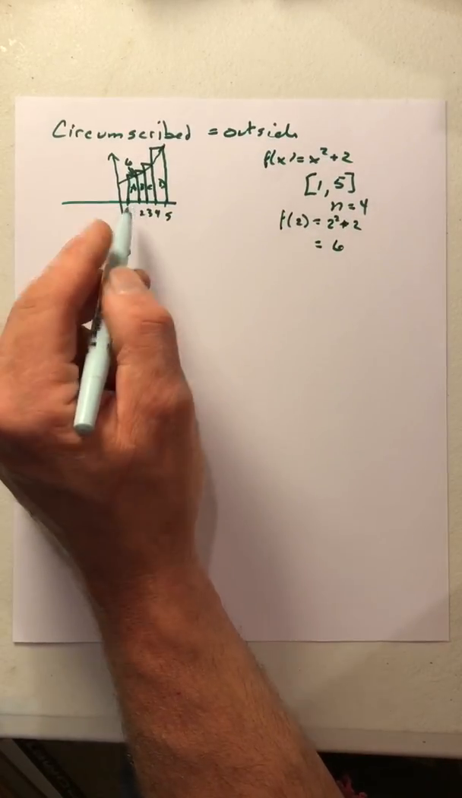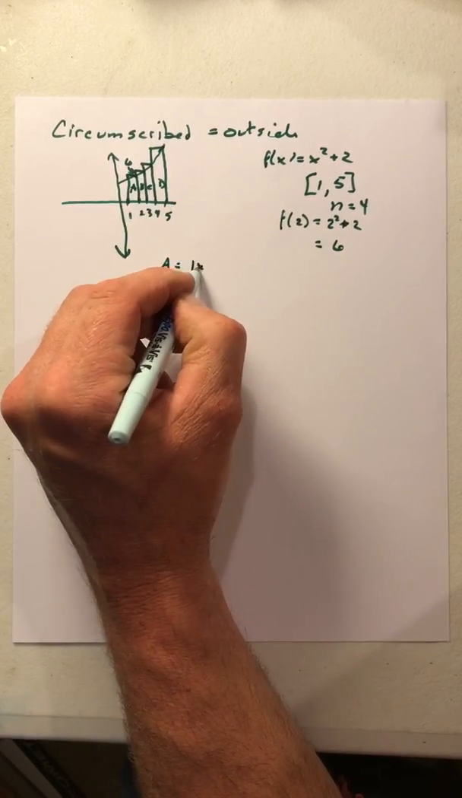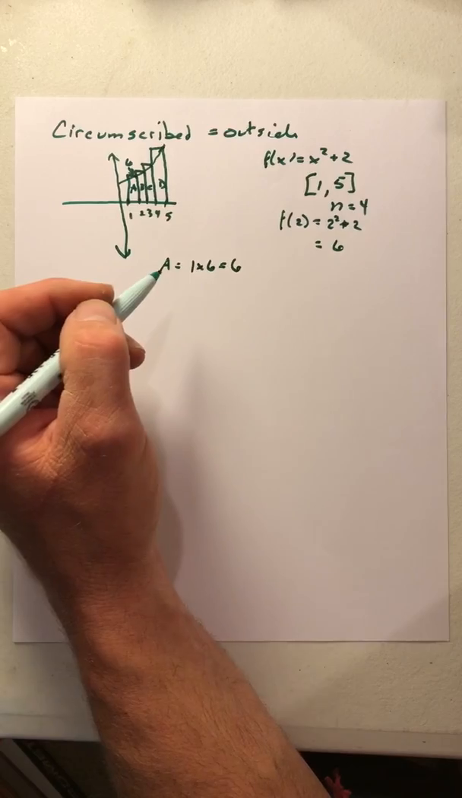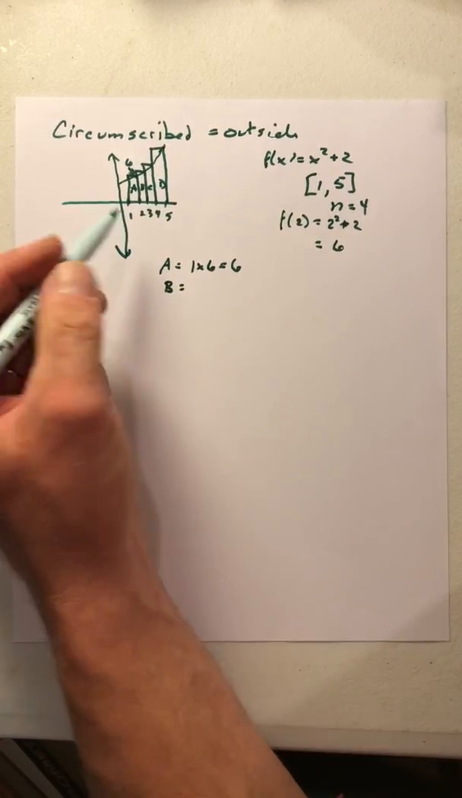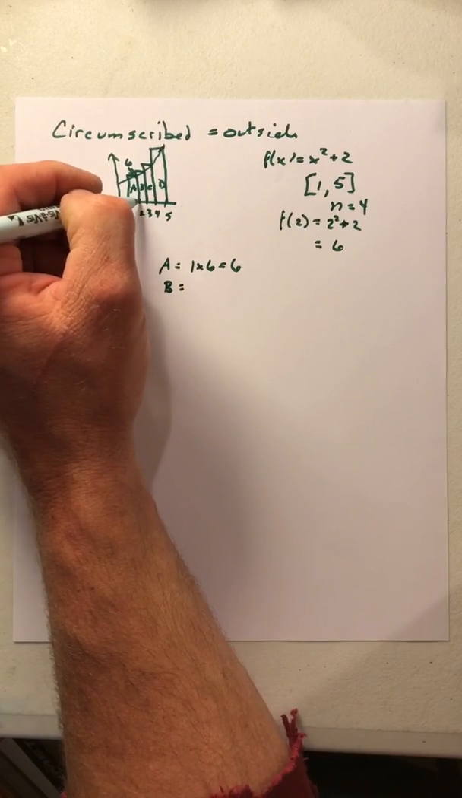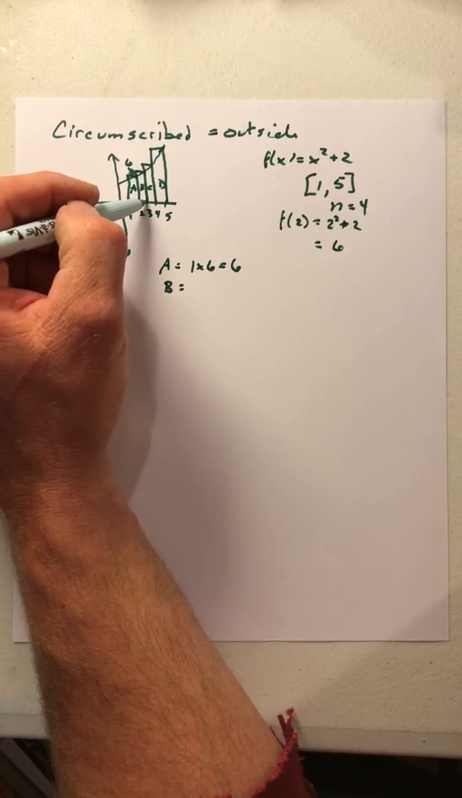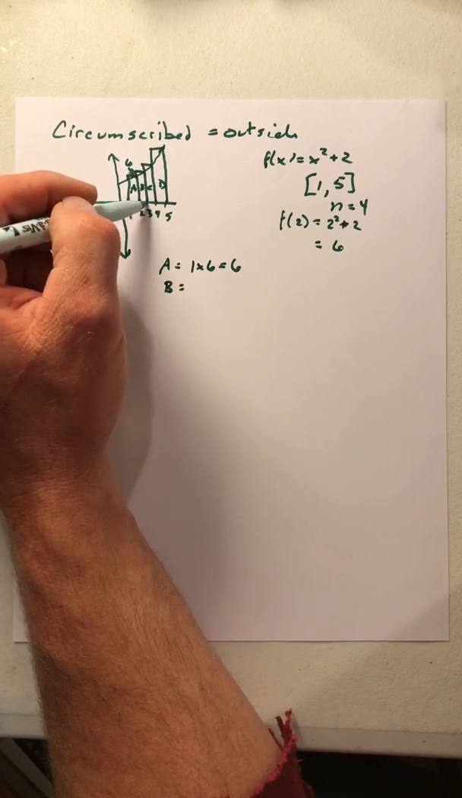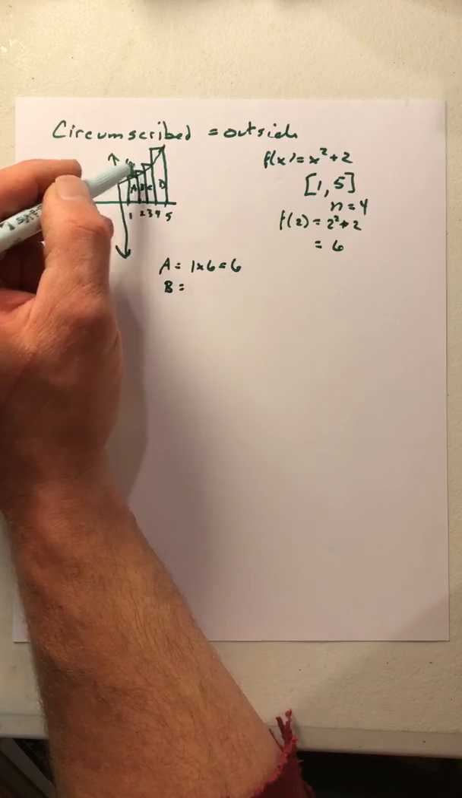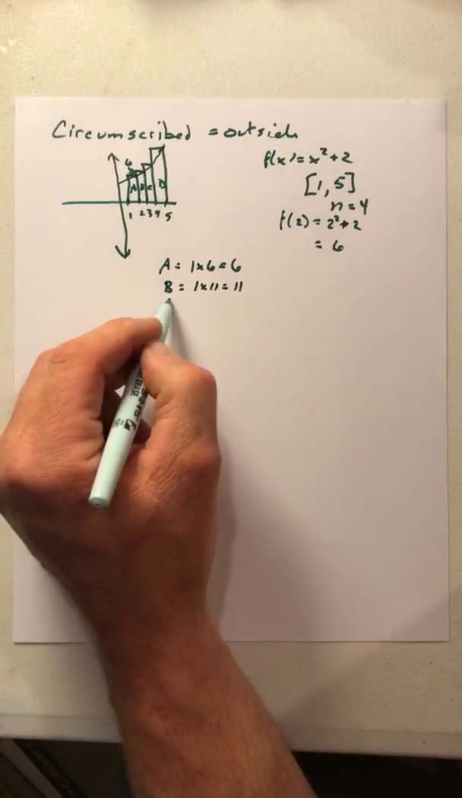So I know that region A is going to be 1 by 6 units high, or a total of 6. I'm going to do the same thing for B. And B, again, is going to be 1 unit wide. How high is it? Well, again, the height of it is occurring at 3 this time, not at 2, but at 3. So 3 squared is 9 plus 2 gives us 11. So we have 1 by 11 or 11 units.